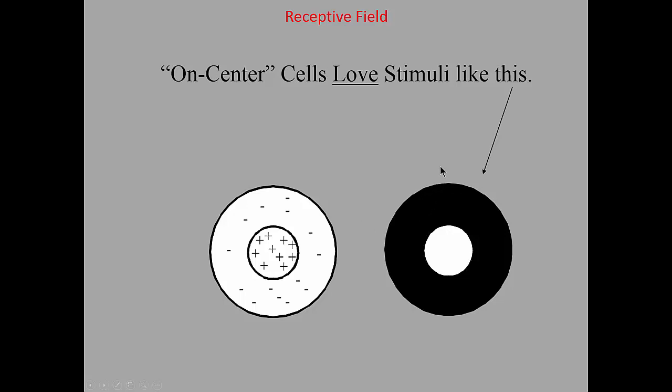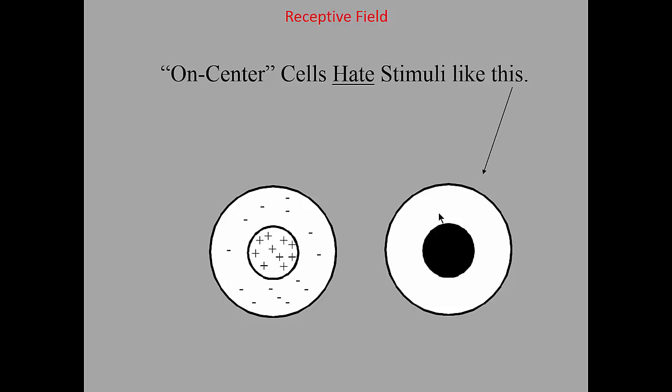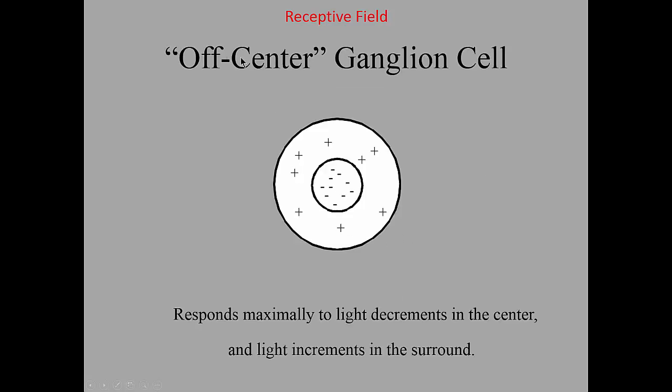But then if we give that same cell the opposite light distribution, as we see over here, now we have a dark center and a light surround. This is now a strong mismatch with the cell's receptive field properties. The on-center cells would not respond well to this particular stimulus. However, there's another class of cells called the off-center cells, and they have the complementary receptive field configuration. That is, they respond maximally when there's a light decrement in the center and a light increment in the surround.